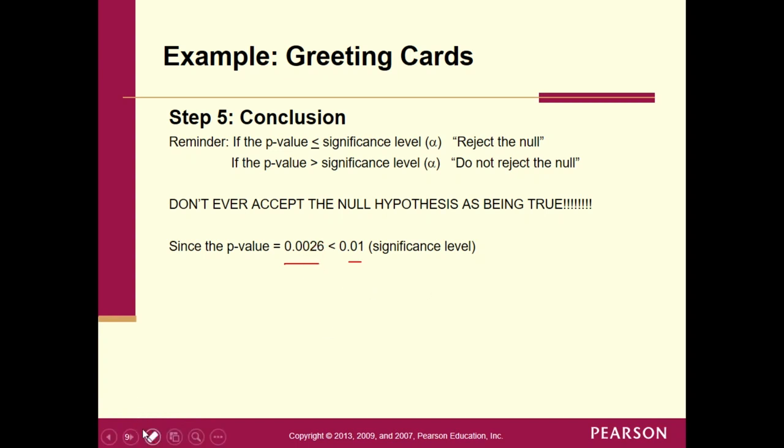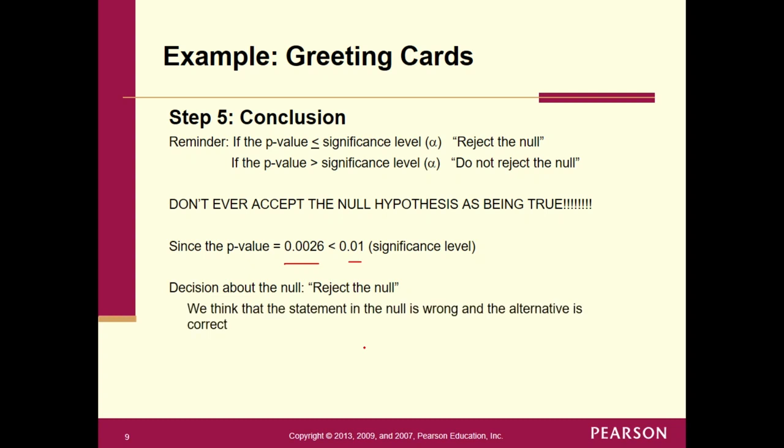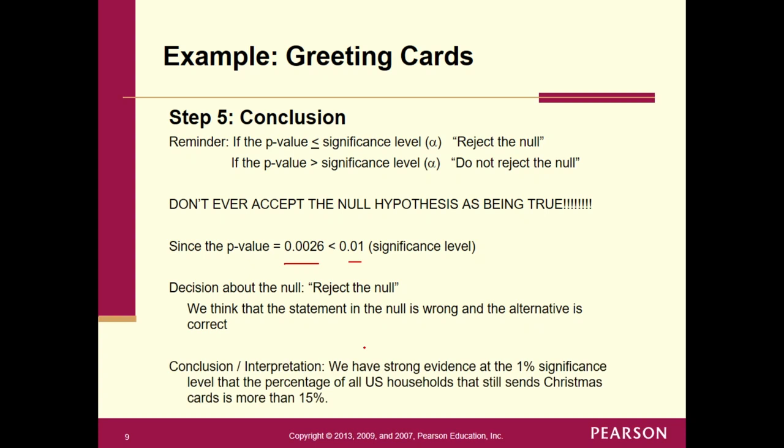All right, so just trying to clean up some stuff here. So decision about the null: reject the null. We think this statement in the null is wrong. And what does that mean about the alternative, the researcher's hypothesis? The researcher's hypothesis is probably correct. And so, conclusion, interpretation. When you reject the null hypothesis, you're going to start off with this: we have strong evidence. We have sufficient evidence.